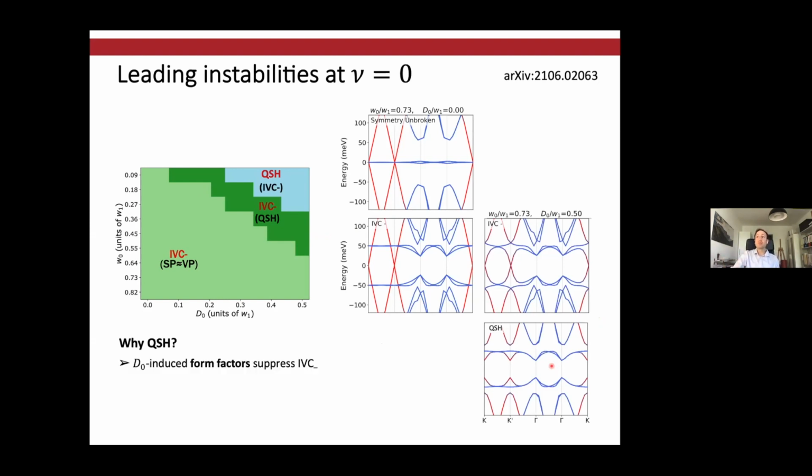So there are actually two contributions. First of all, the displacement field induced changes in the interaction matrix elements will suppress the intervalley coherent state with respect to the quantum spin Hall. And also the quantum spin Hall is some unique state that can actually very efficiently benefit from the displacement field induced super exchange processes due to the mixing between the two subsystems.